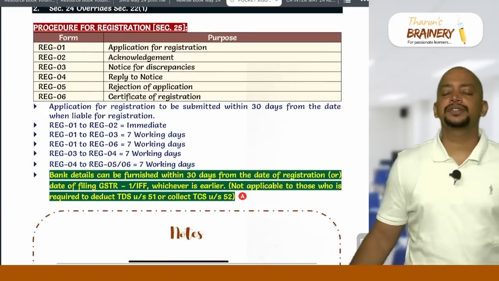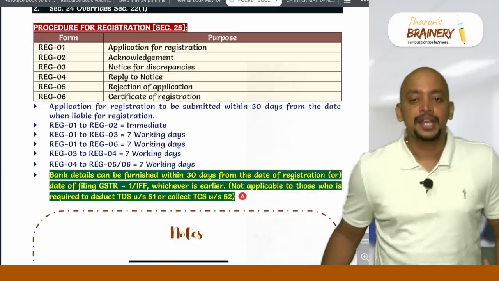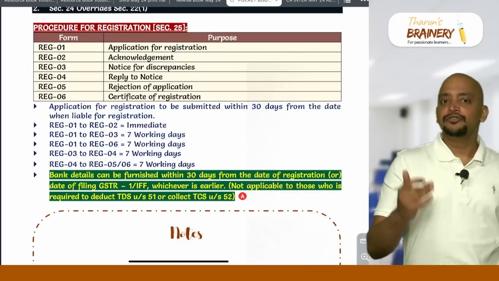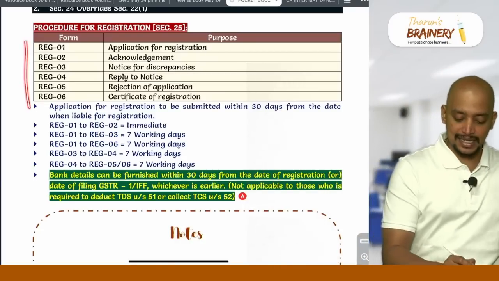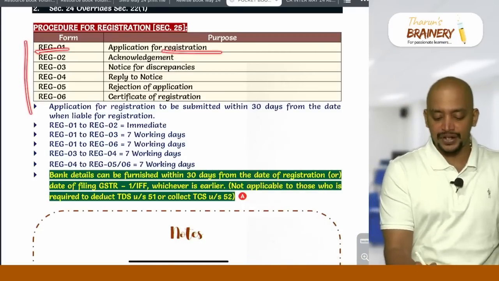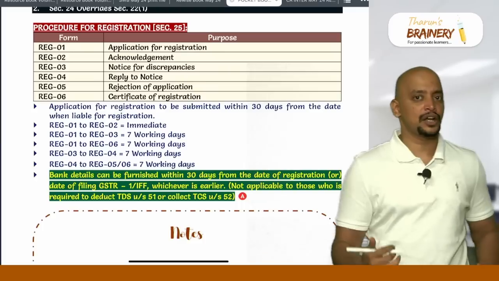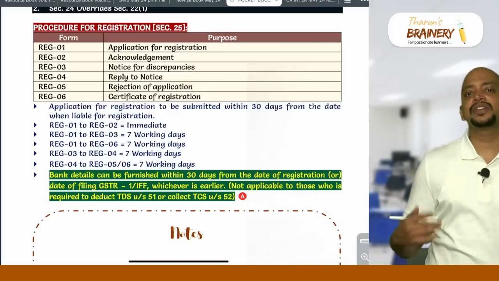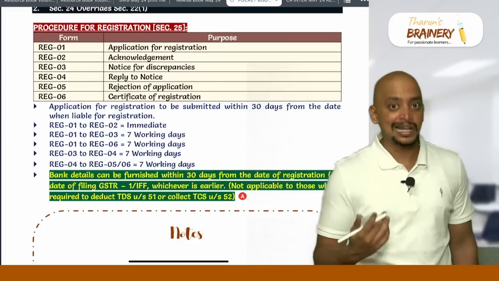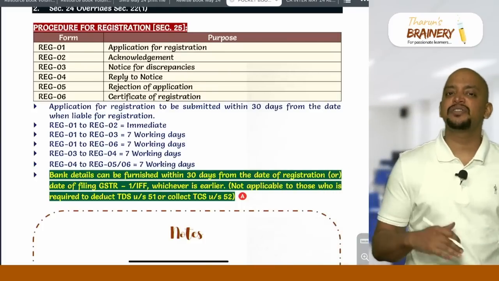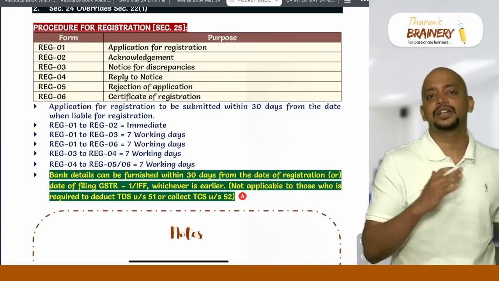Then the procedure for registration is given in section 25. In that procedure, remember a few forms, that is REG 1 to REG 6. REG 1 talks about application for registration. REG 2, acknowledgement. Once you make the application for registration, you will get an acknowledgement. REG 3, suppose there is any discrepancy, they will give a notice. REG 4, reply to the notice. REG 5, rejection of application. REG 6, certificate of registration.